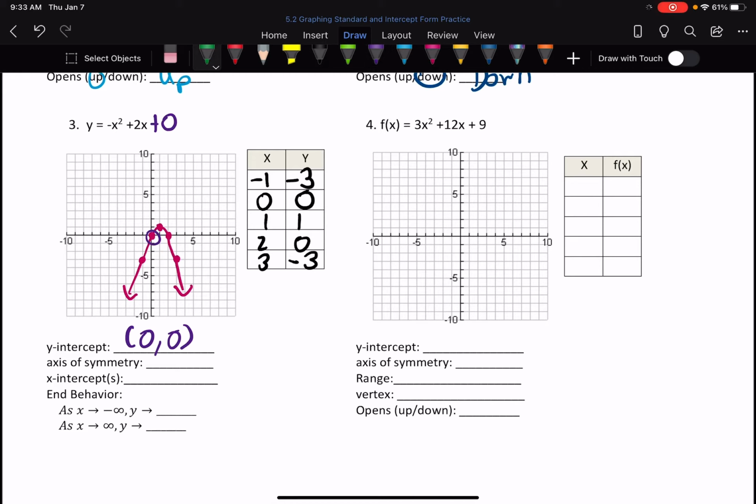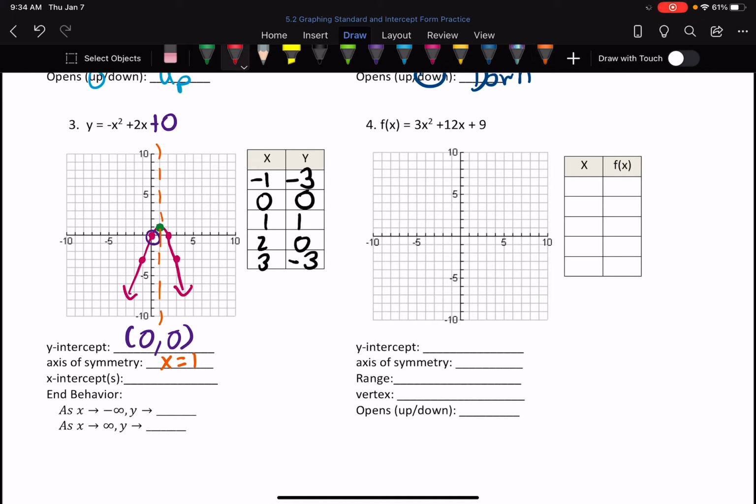Now let's look for our vertex. Because this parabola is facing downwards, our vertex is going to be our maximum point, which in this case is at 1, 1. And we can find our axis of symmetry now through that point. So it's going to be the vertical line that passes through that point that splits our graph into two symmetrical curves. So our axis of symmetry is where x equals 1.